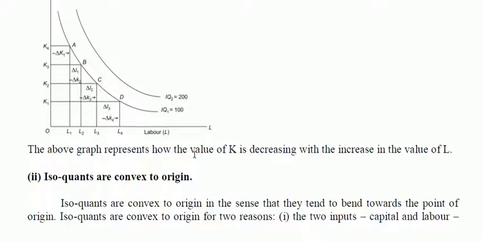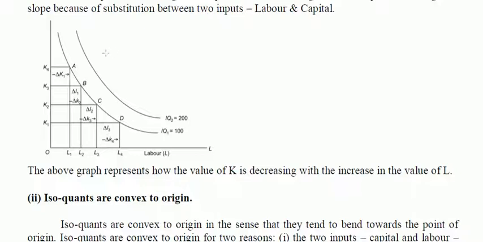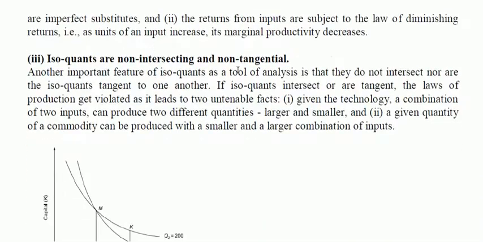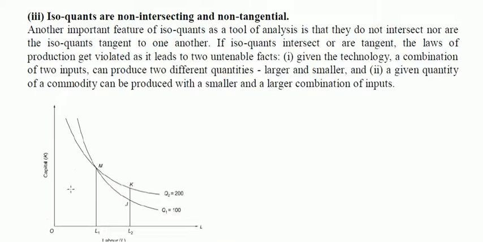Isoquant curve is convex to the origin. You cannot have a concave isoquant curve. It will always be convex to the origin, so from the origin you will see a convex figure. Isoquant curves are non-intersecting and non-tangential. So two isoquant curves cannot be like this. You cannot say 100 and 200 are meeting at a point M, so that at point M I can produce 100 as well as 200 units. That is irrelevant. Nor will they be touching each other.